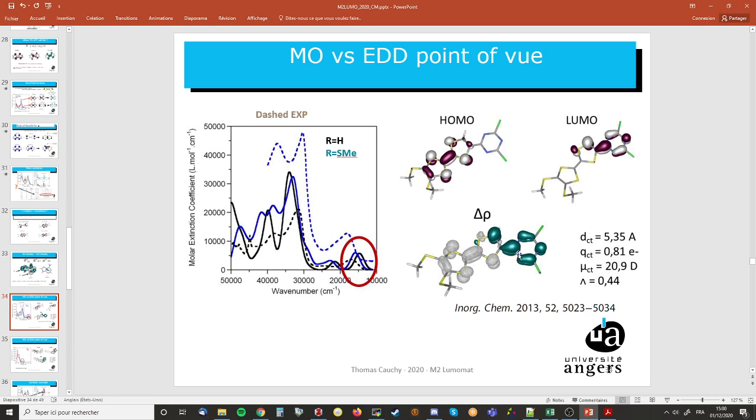You have the quantity of electron and the quantity of hole, which are both the same, and it's 80% of the electron. That means that 20% or 19% of the electron stays in the same place. Here you have the charge transfer quantity, and that corresponds to a charge transfer dipolar moment in transition. During the transition you have a high dipolar moment of 20 D, 21 D, with an overlap of 0.44.